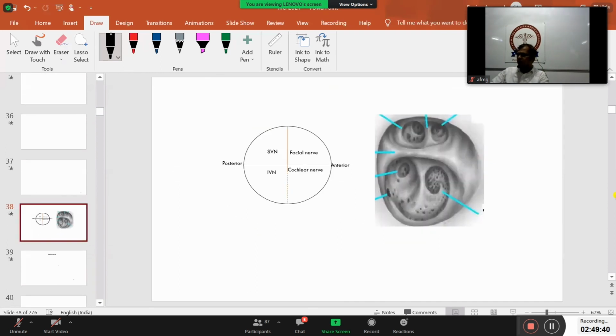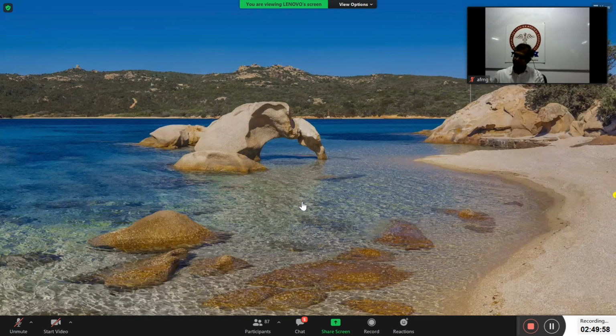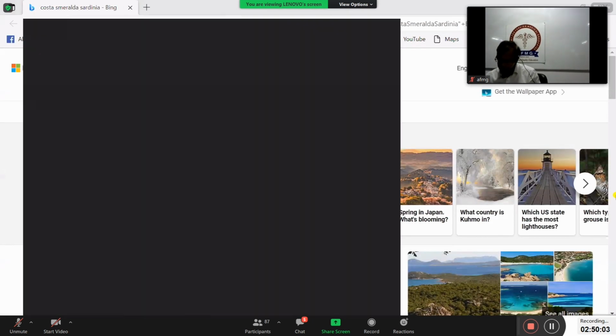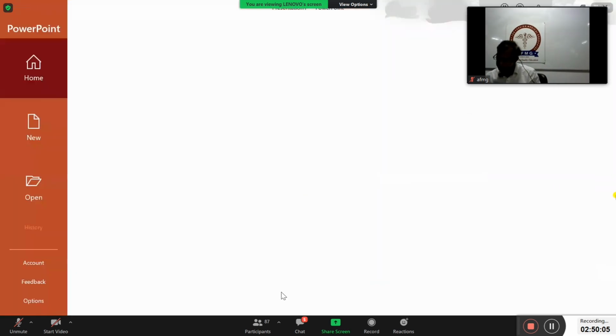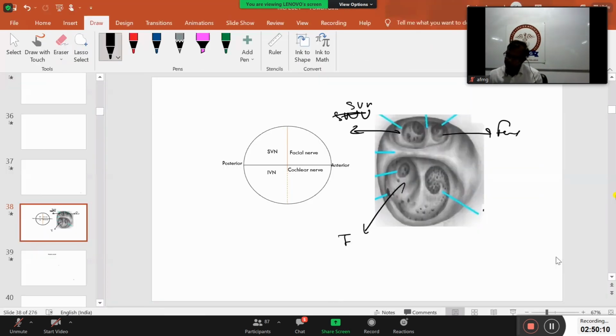So this is how the internal acoustic meatus looks. Facial nerve is here, superior vestibular nerve is here, inferior vestibular nerve is here, and cochlear, where is it, my friend? This is unfair, isn't it? This is not fair. So this is inferior vestibular nerve and this is cochlear nerve.